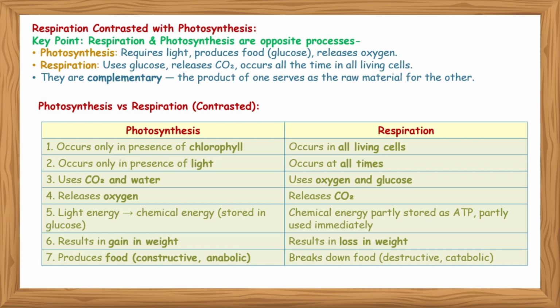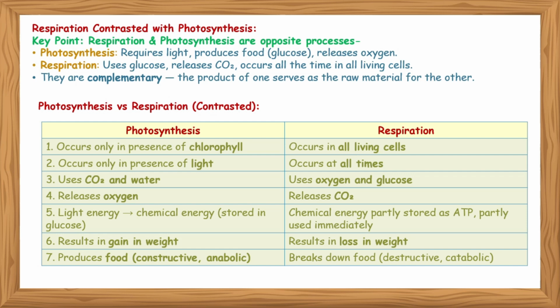Photosynthesis versus respiration as contrasted processes. Photosynthesis occurs only in the presence of chlorophyll. Respiration occurs in all living cells, including plants, animals, and microbes. Photosynthesis occurs only in the presence of light, but respiration occurs at all times. Photosynthesis uses carbon dioxide and water. Respiration uses oxygen and glucose. So photosynthesis releases oxygen, and respiration releases carbon dioxide.